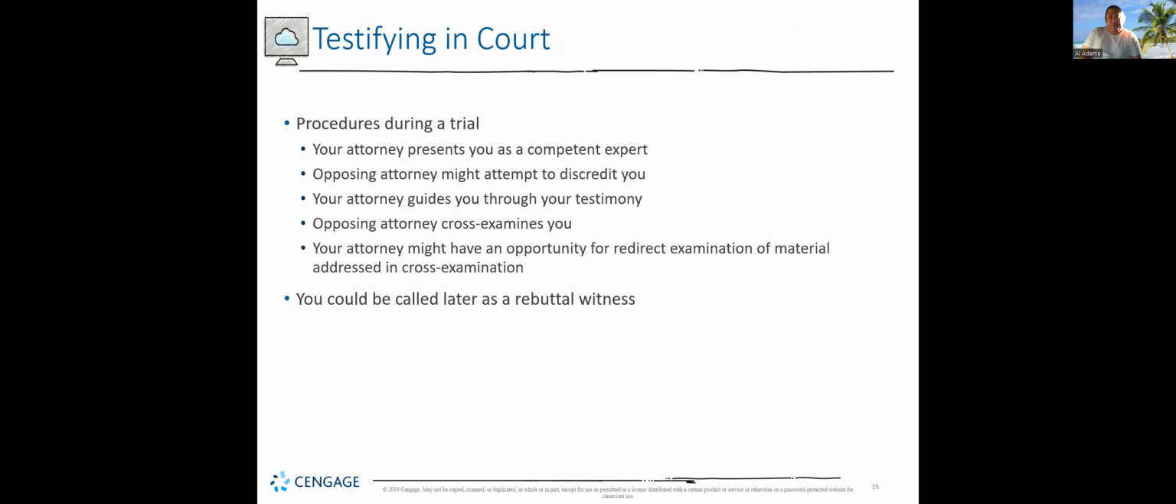Procedures during a trial. Your attorney presents you as a competent expert. Opposing attorney might attempt to discredit you. Your attorney guides you through your testimony. Opposing attorney cross-examines you. Your attorney might have an opportunity for redirect examination of material addressed in cross-examination. That is a mouthful. You can be called later as a rebuttal witness.